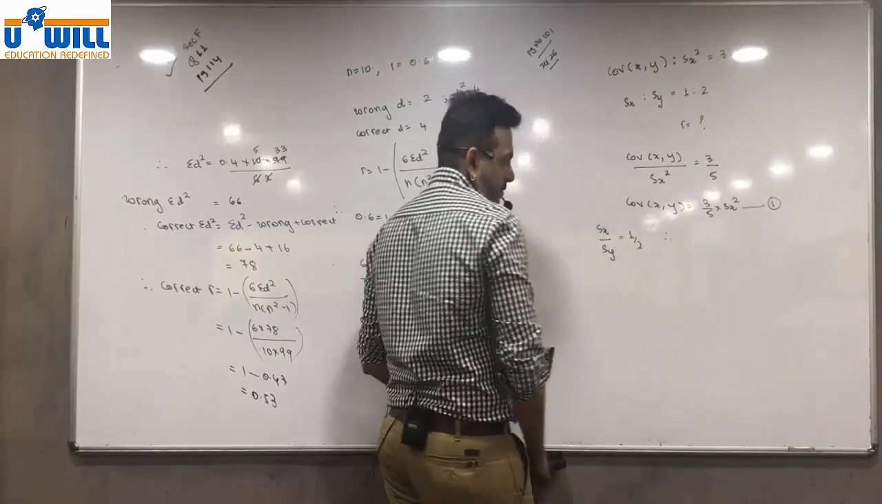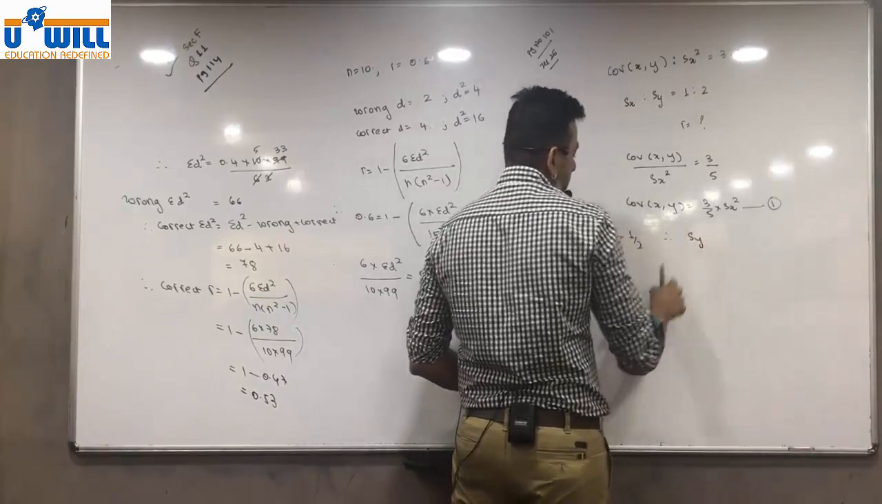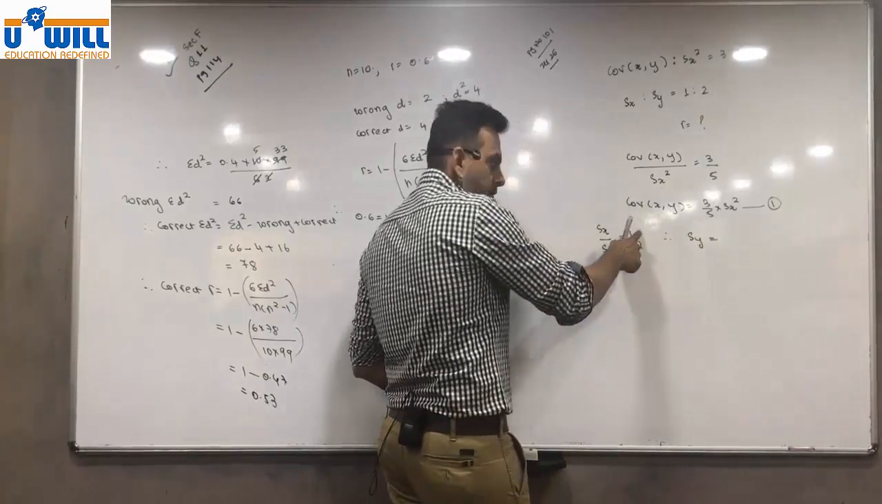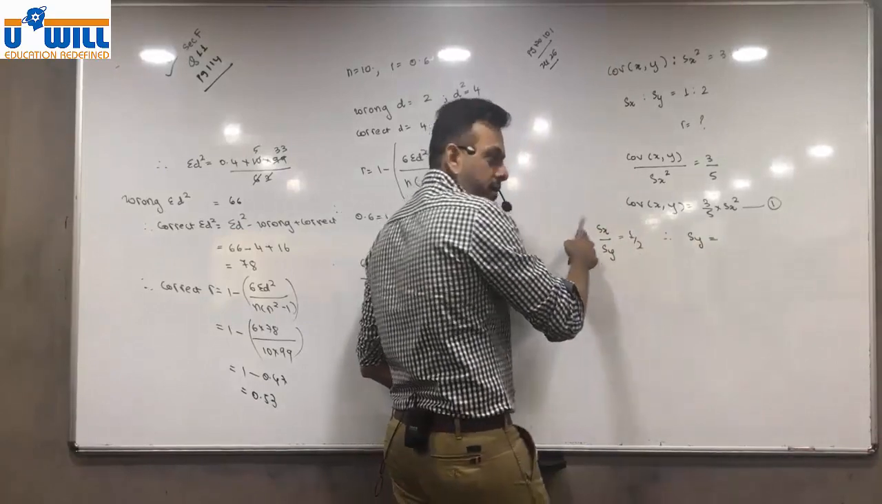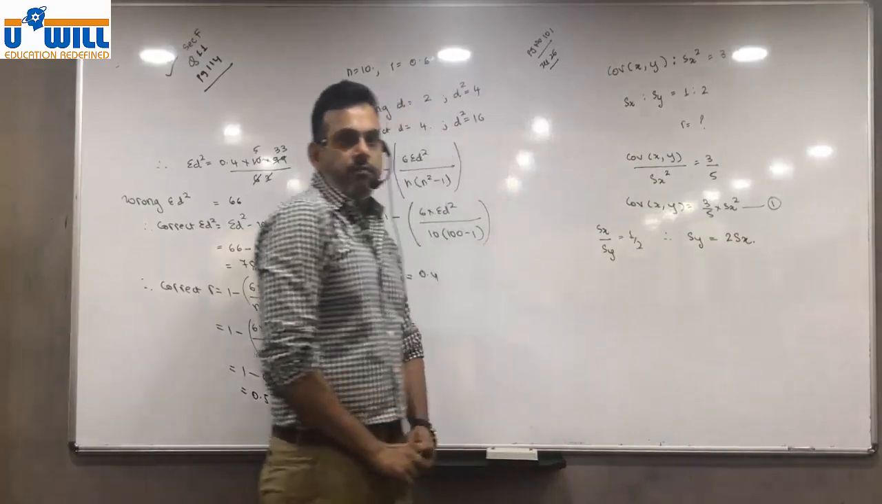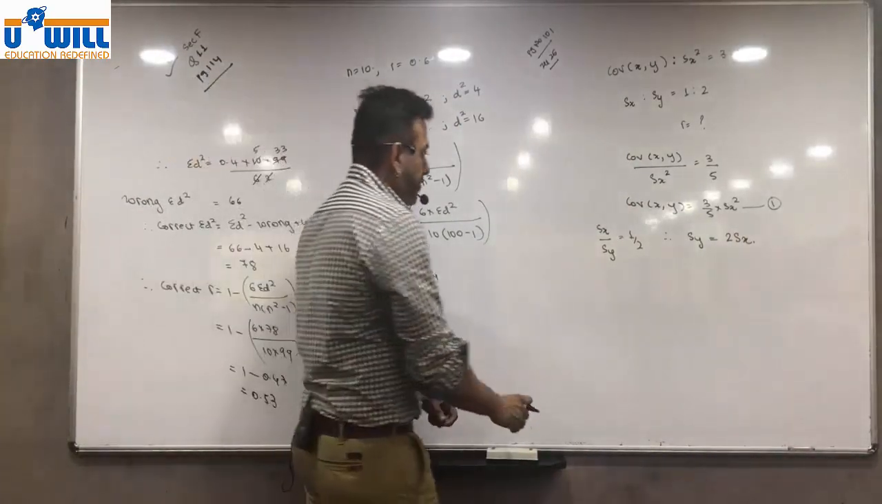Therefore, we have to express standard deviation of y. Standard deviation of y will come here and this 2 will come here. So it will be 2 standard deviation of x. You understood this? Okay, let's check it out now.